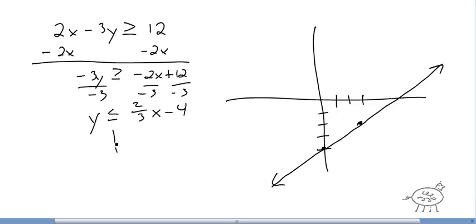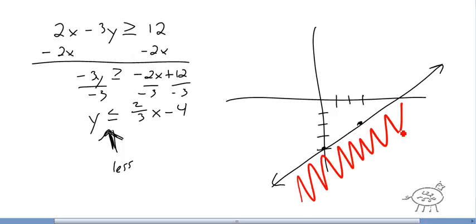It's now less than. So that means you shade below. Very simple. That's it. That's all you do.